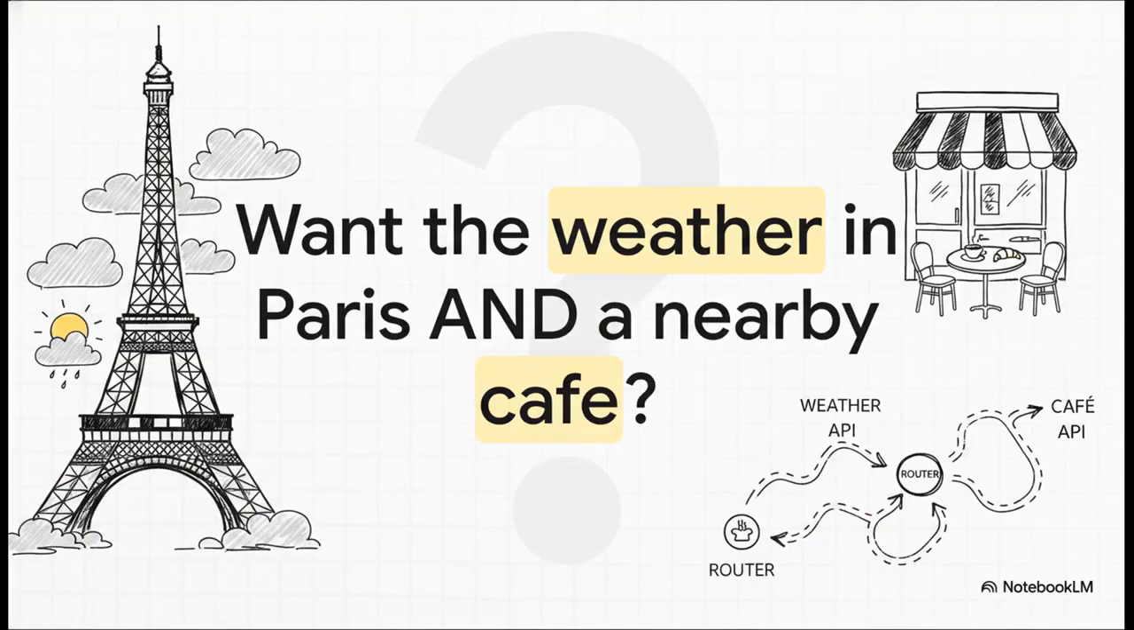But what happens if things get a bit more complicated? Take a look at this scenario. What if you want the weather in Paris and a nearby cafe? A simple basic router just won't cut it anymore. Why? Because the user is demanding multiple pieces of distinct information that require completely separate APIs. The AI can't just take a single exit ramp, it actually needs to plan a multi-stop road trip.